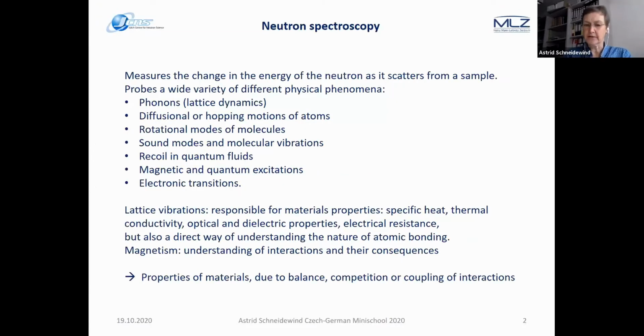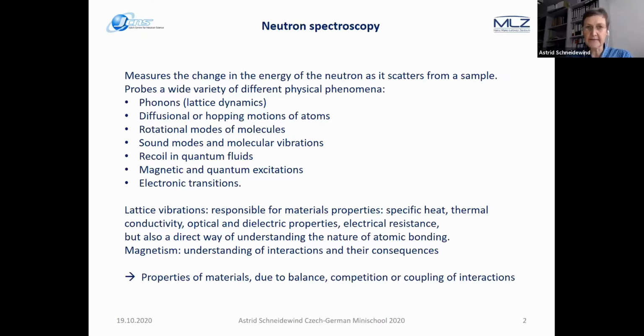So you heard about diffraction and small angle scattering already, and we will move now to the point that neutrons will gain or lose energy while interacting with the samples. This technique or this effect probes a quite large variety of different physical phenomena. For sure, the dynamics of the lattice, which is mainly represented by the phonons, but also a lot of other motions of atoms or molecules. And since neutrons are very sensitive to magnetism, for sure you can also investigate magnetic excitations or simply electronic transitions with that.